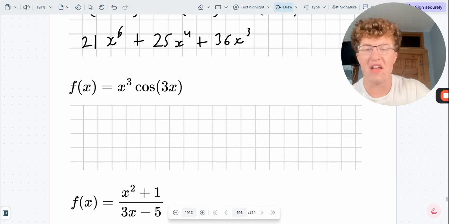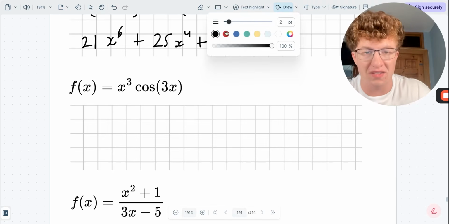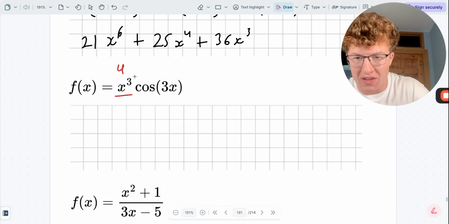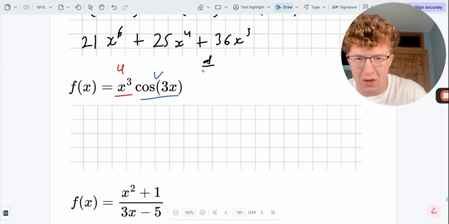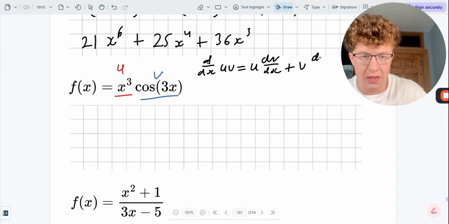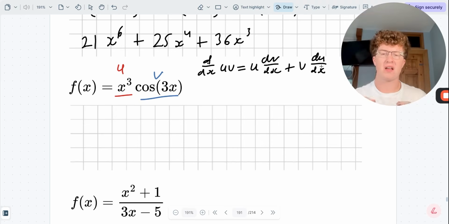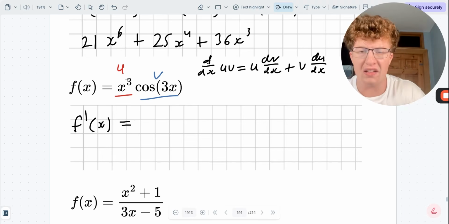Then we're going to have f of x is x cubed cos 3x. Now, this looks tricky. It's not. We're going to have this guy here is u. We're going to have this guy here is v. So we have a u by v. So if you have d over dx of u times v, it's going to be u dv dx plus v du dx. Basically, leave the first guy, differentiate the second guy, then you're going to be differentiating the first guy, leave the second guy.